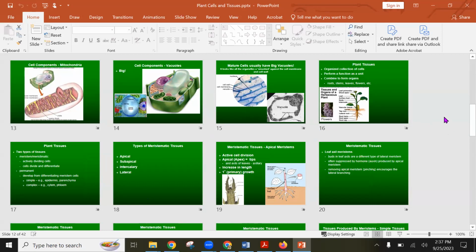Then we got into plant tissues. So thinking about the different types of plant tissues, including the meristematic regions of the plant body. Questions on the plant tissues?